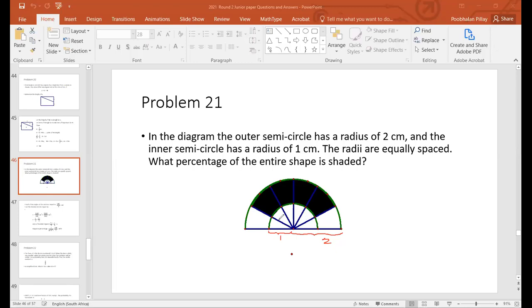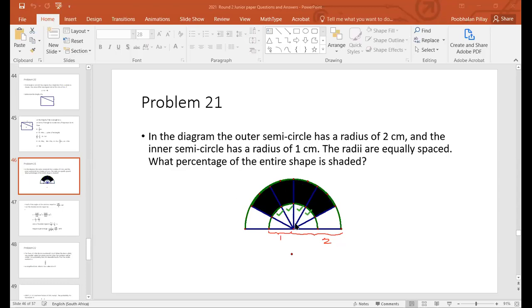1, 2, 3, 4, 5, 6. So there are 6 pieces in this half a pizza, half a circle. And the shaded part here is occupying only 4 of those spaces. See the shaded part. As you can see, you got that, that, and that. So 4 of those pieces are occupied.